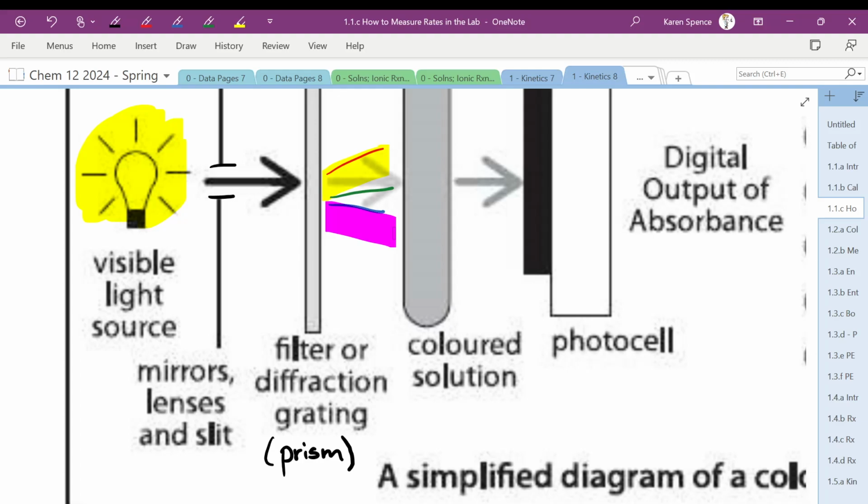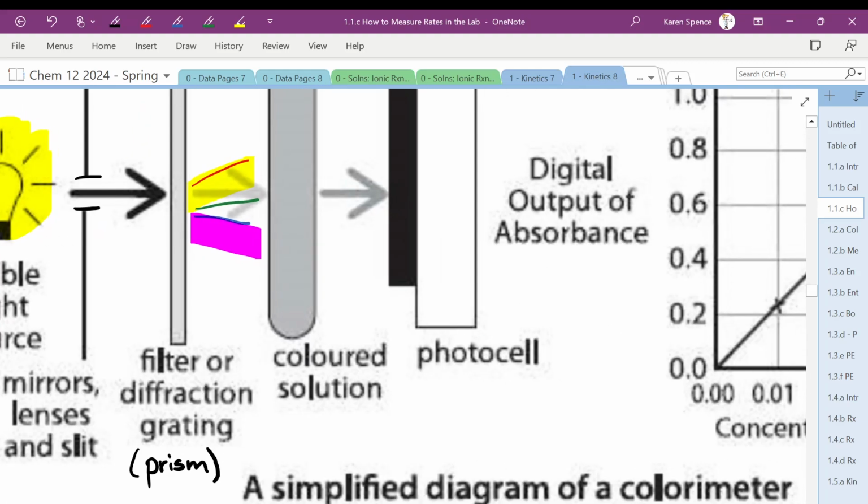and we actually like tilt this thing up and down, and we select one wavelength of light to actually pass through the sample. I think there's one more slit here that makes it so the particular wavelength of light goes through the sample. Our colored solution absorbs the light.